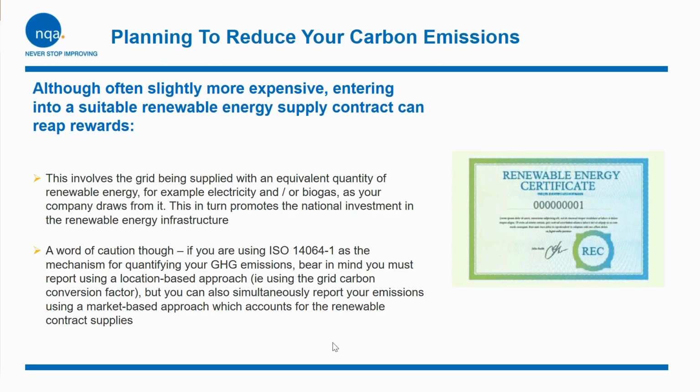However, a word of caution though, if you're using ISO 14064-1 as your mechanism for quantifying your greenhouse gas emissions, please bear in mind you must report using the location-based approach, i.e. using the grid carbon conversion factor. But you can also report your emissions using a market-based approach which accounts for the renewable contract supplies. So it's an area under 14064. You must obviously look at your carbon from a location-based approach as well.